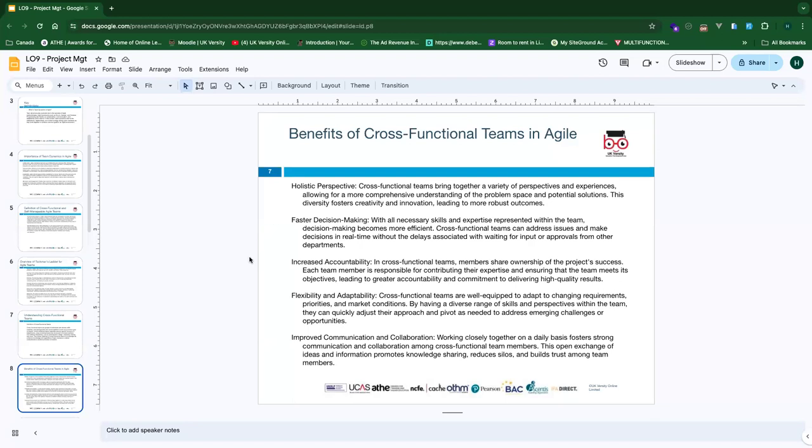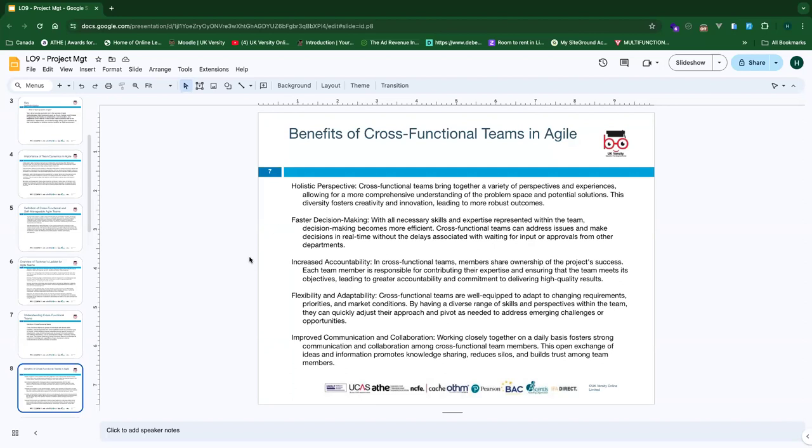So literally like what we've been talking about, having different perspectives and different experiences. So that's what the holistic perspective is for. And faster decision making, obviously, because of our difference in knowledge and experiences, we will be able to think faster and make decisions faster instead of just having a team filled with people with the same experience. Obviously, it can be beneficial, but it's not as beneficial as having loads of variety.